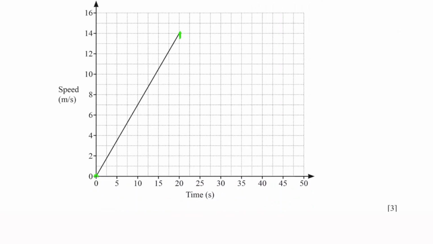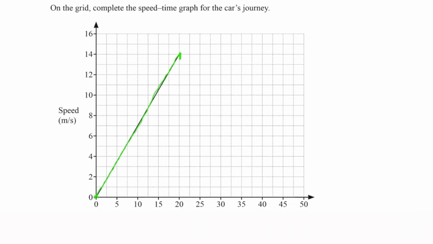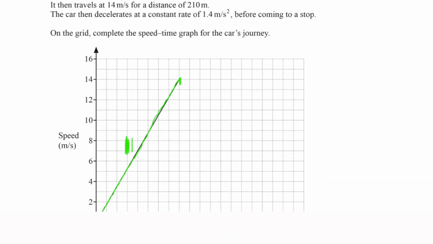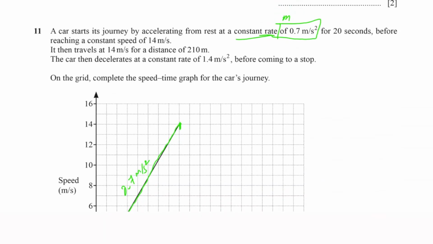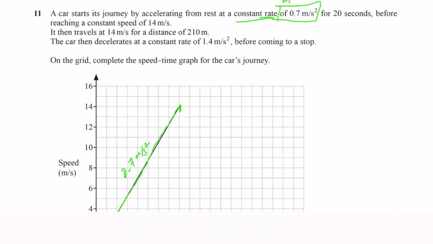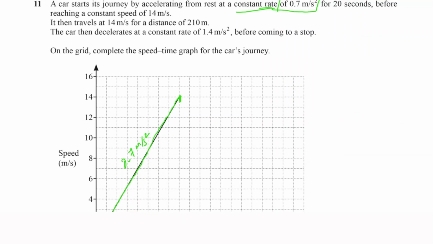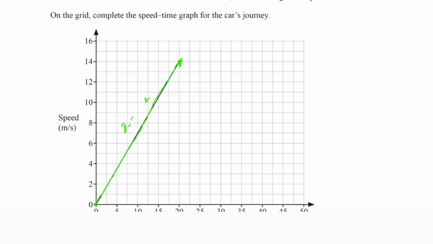For 20 long seconds, it is constantly accelerating at a gradient of 0.7 meter per second square. This is the gradient we are actually talking about, and it keeps going till it reaches a constant speed of 14 meter per second. So this is the constant speed where it reaches, right? This 14 comes from there. It reaches here, so I hope this is clear till here.